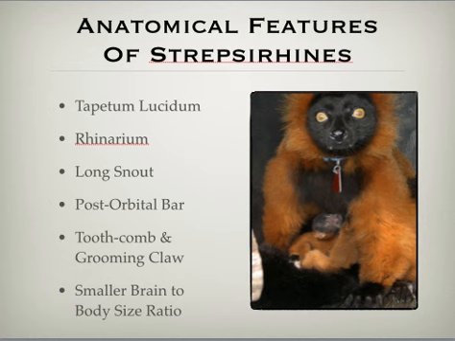Now, I know we mentioned that primates do not have a rhinarium, but strepsirrhines are more primitive and have more ancestral traits, so we do see this wet nose and wet snout on a strepsirrhine, although they are still classified as a primate. Along with a rhinarium, we also see a long snout, a postorbital bar, and a tooth comb, as well as a grooming claw, and strepsirrhines generally have a smaller brain to body size ratio. They are generally less intelligent than other primates.